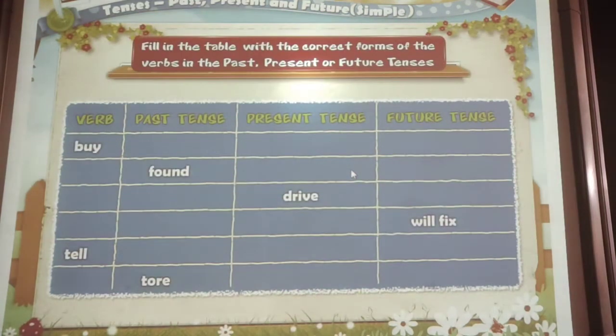Get the right tense. Fill in the table with the correct forms of the verbs in the past, present or future tenses. Verb: buy, tell. Past tense: found, told. Present tense: drive. Future tense: will fix.